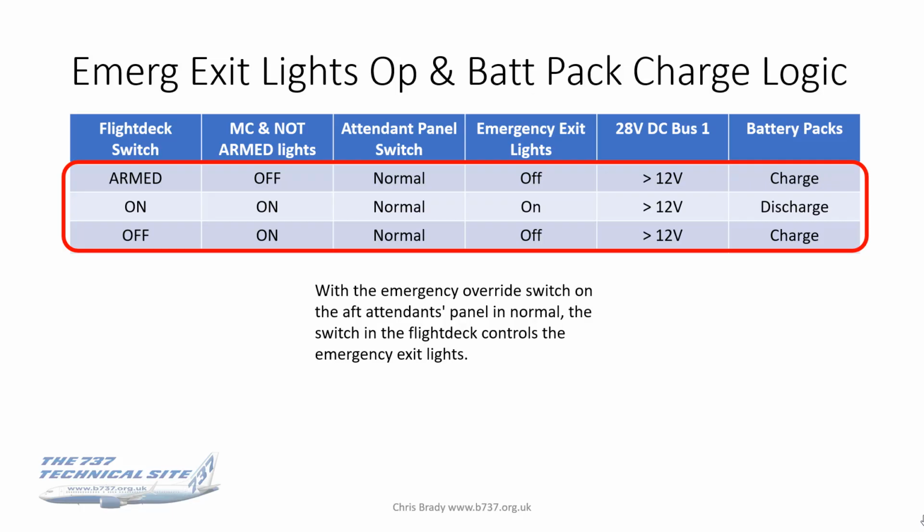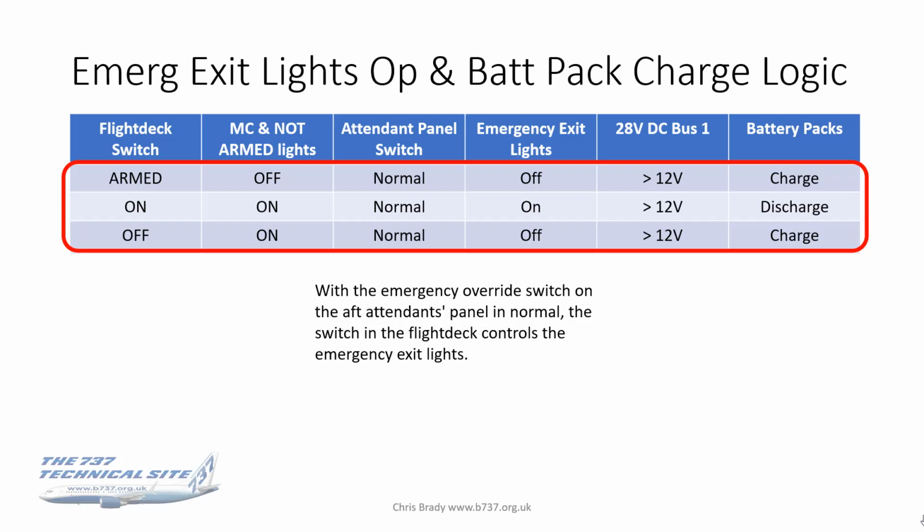The aft attendant panel switch is in the normal position, so that they're not switching the lights on unilaterally, and you can see that in column 4 the emergency exit lights will only be on when the flight deck switch is on. This all assumes that the 28 volt DC bus is providing more than 12 volts, and the battery packs will discharge when the emergency exit lights are on. When the emergency exit lights are off, with the switch in either the armed or the off position, the packs will charge if they need to. So that's what that particular part of this table is saying.